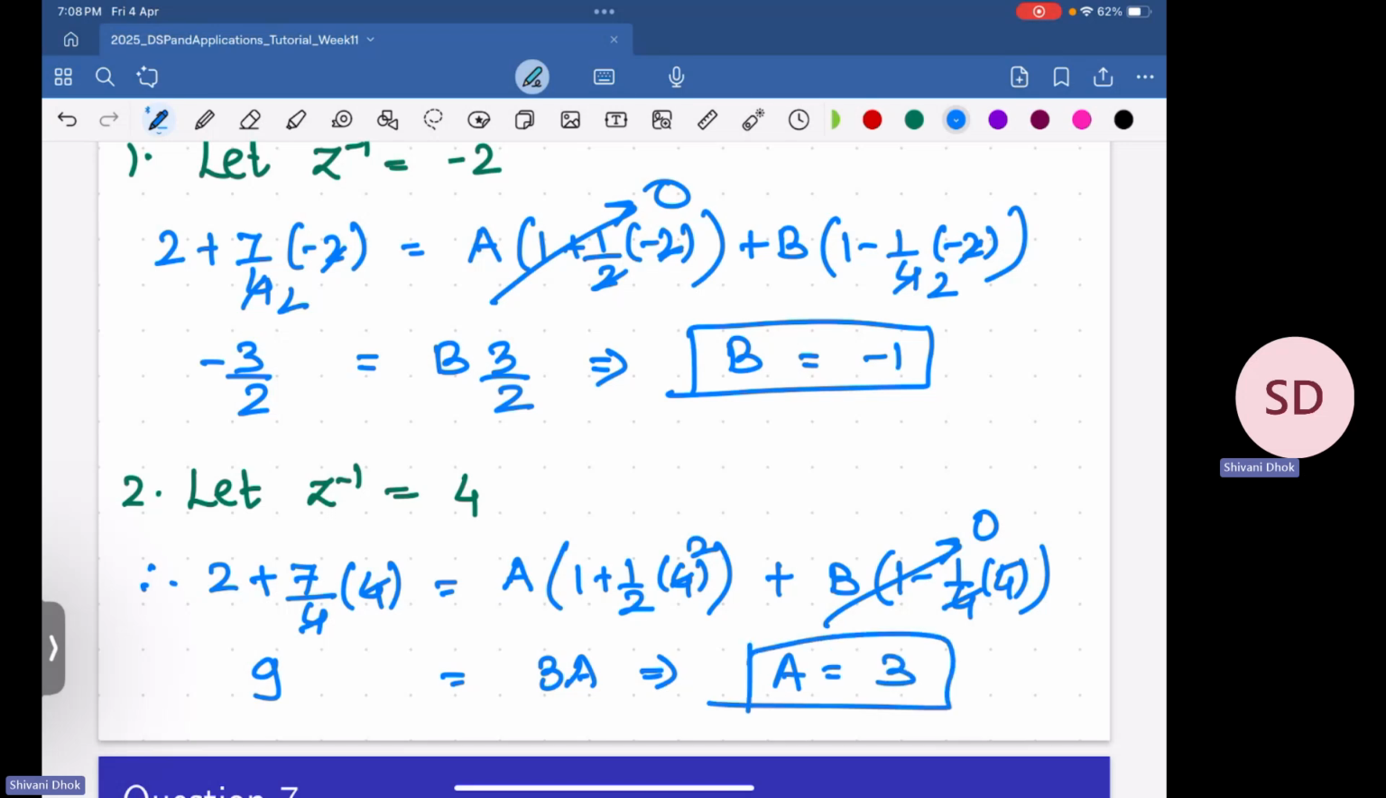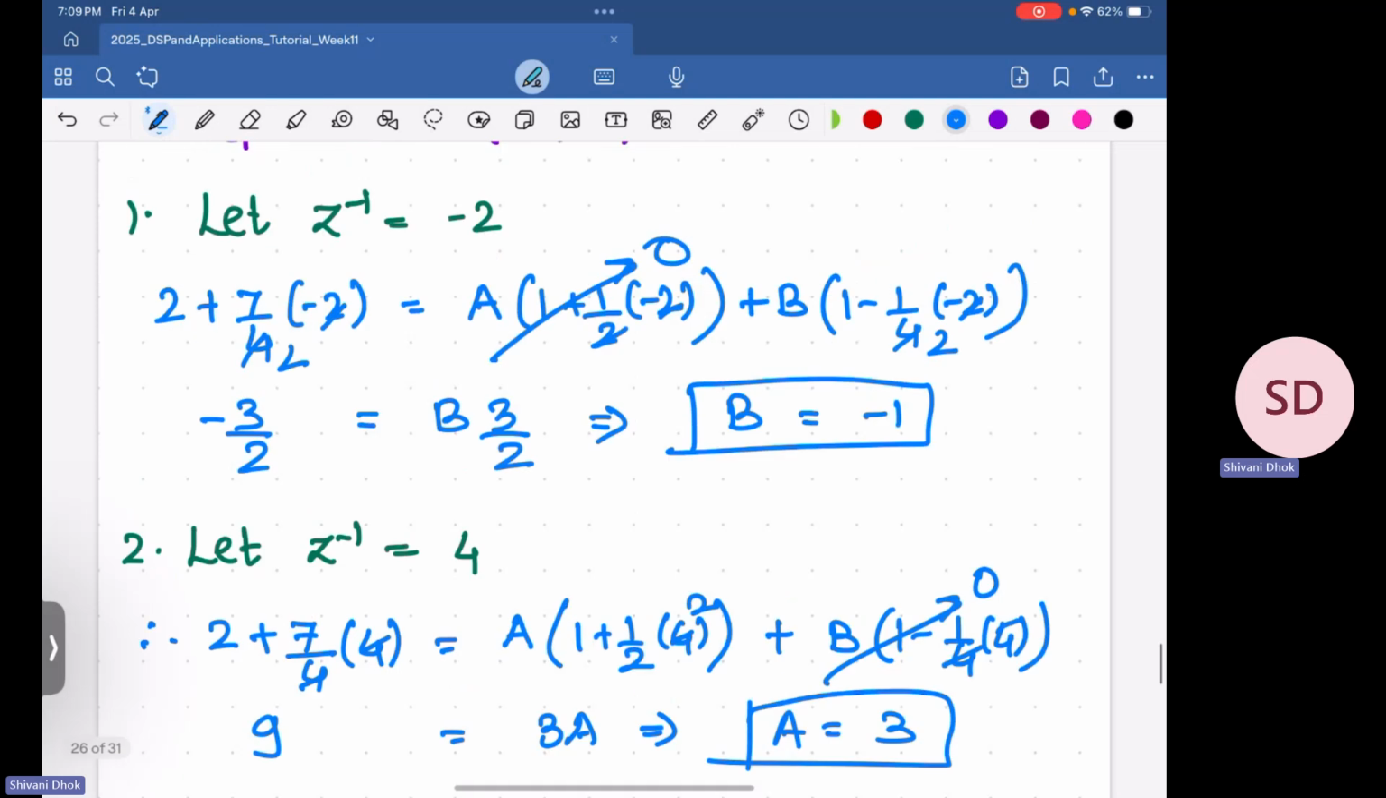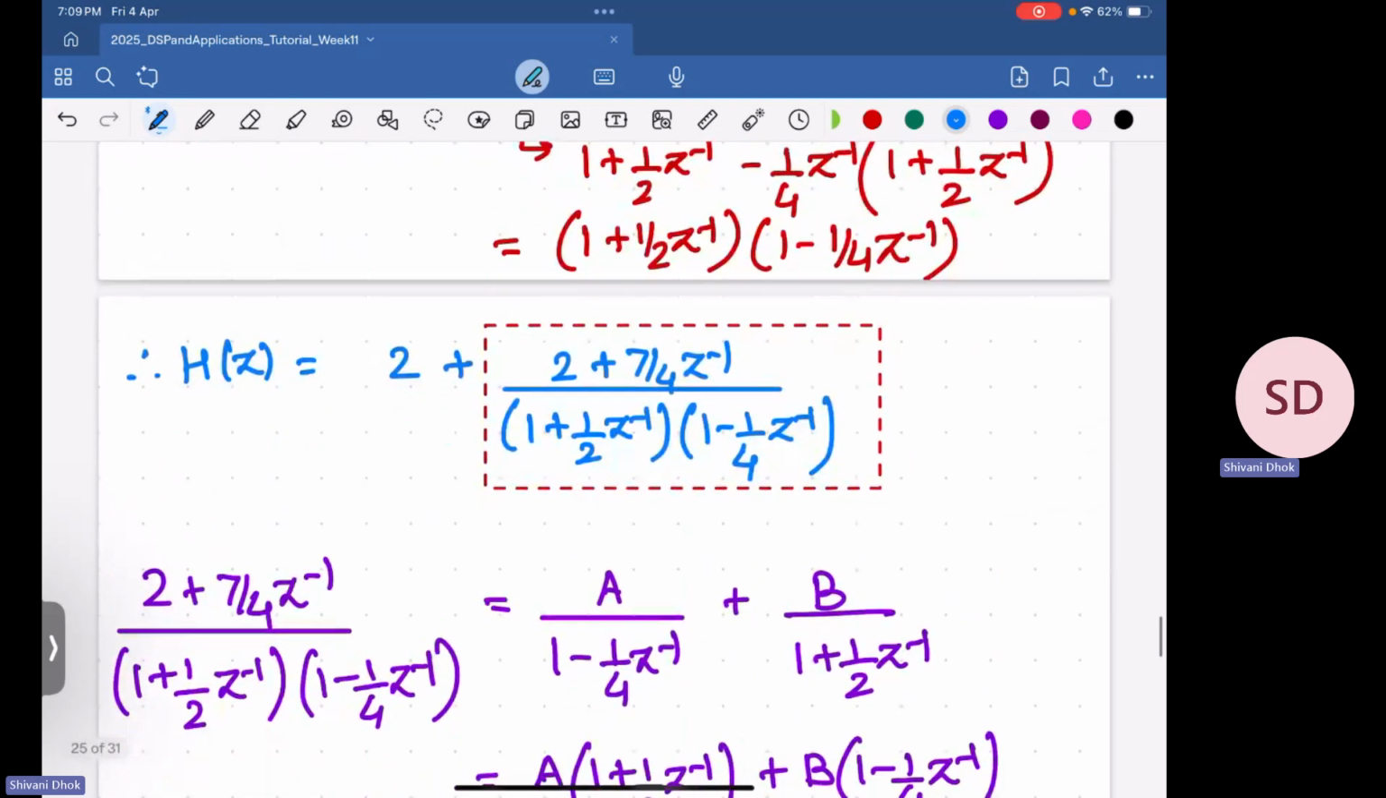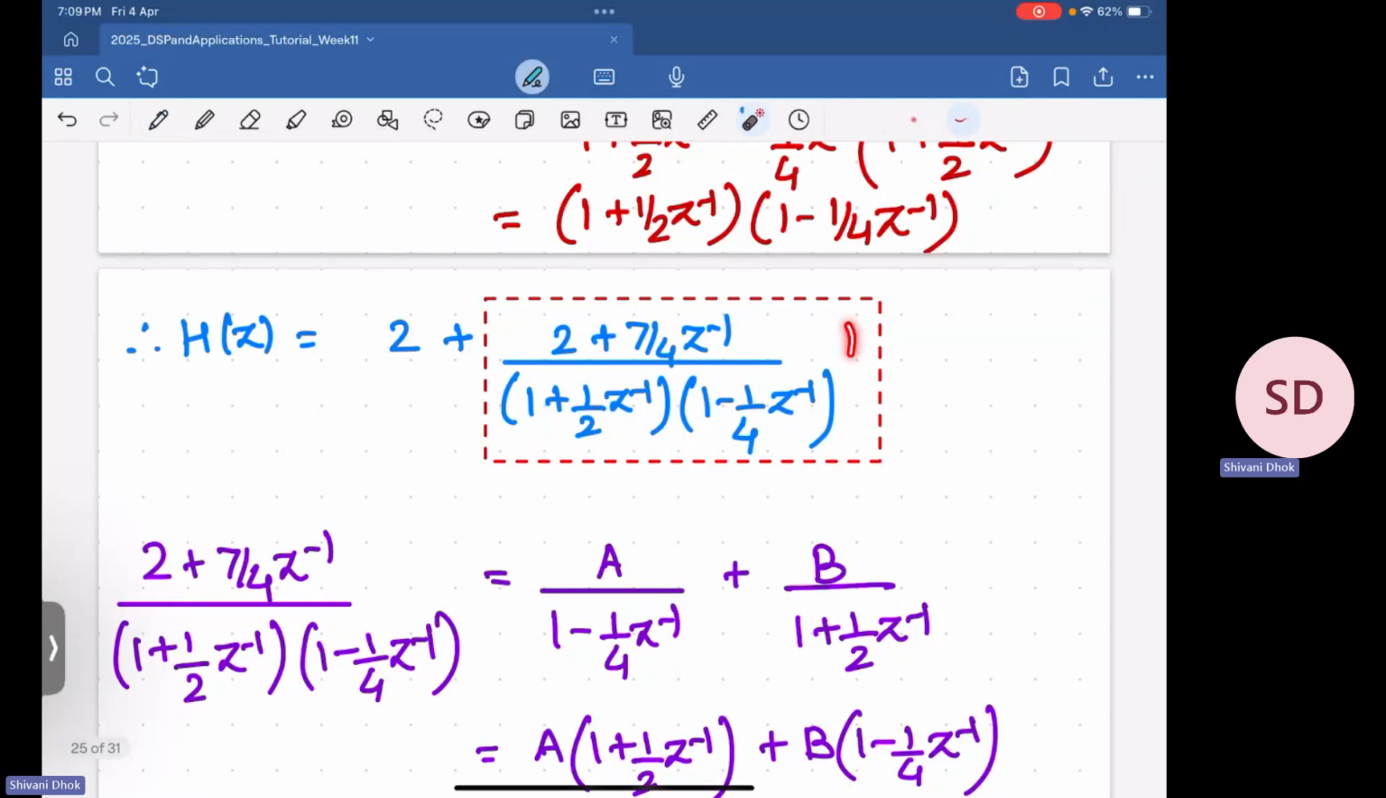Is it clear till this point? Any questions? What we have done, we have simply represented this particular thing that is present here, that I have highlighted in red, in a partial fraction form, which is this form.